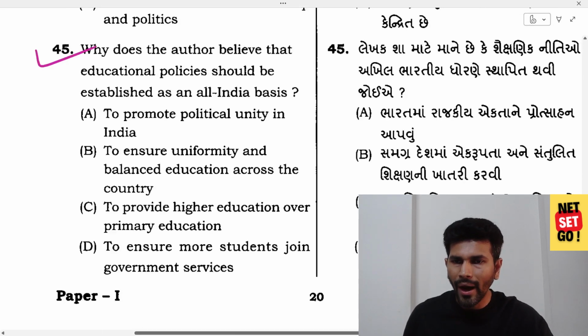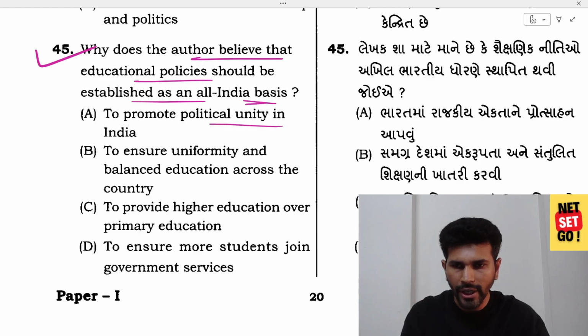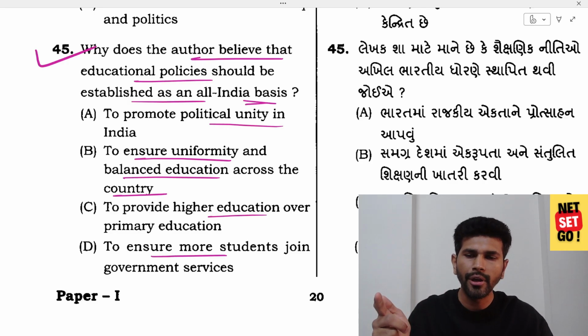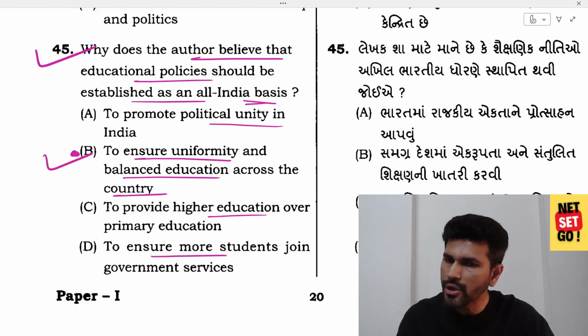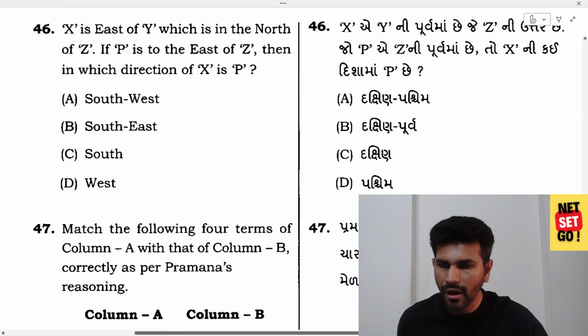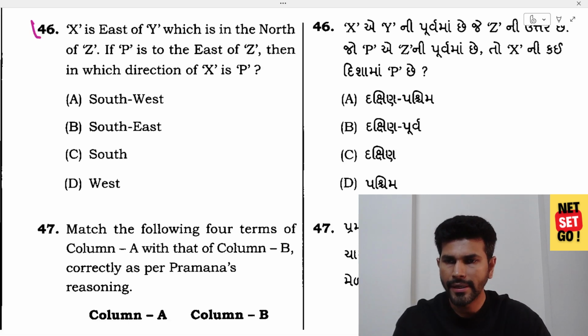Next, why does the author believe that the educational policy should be established on an all India basis: to promote political unity in India, to ensure uniformity and balanced education across the country, to provide higher education over primary education, or to ensure more students join the government services? Option D is the most appropriate answer. Next five questions are from logical reasoning.